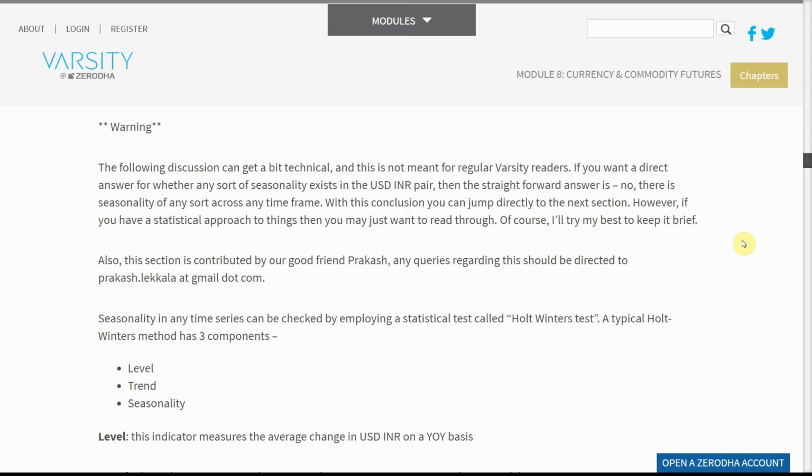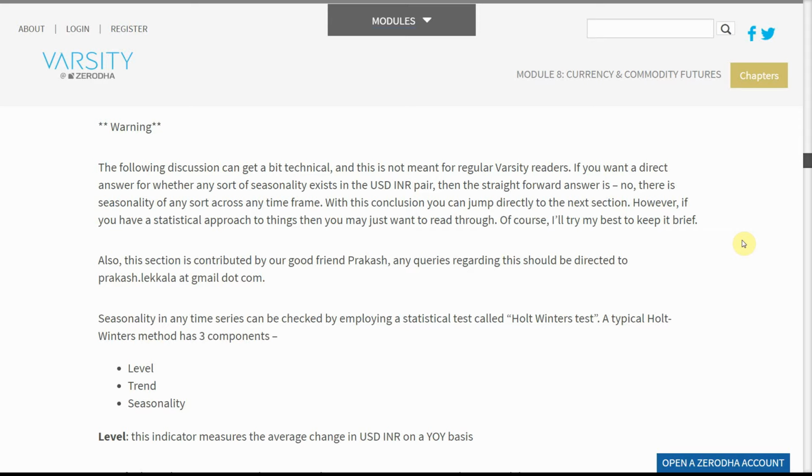Also, this section is contributed by our good friend Prakash. Any queries regarding this should be directed to prakashlekala@gmail.com. Seasonality in any time series can be checked by employing a statistical test called Holt-Winters test.